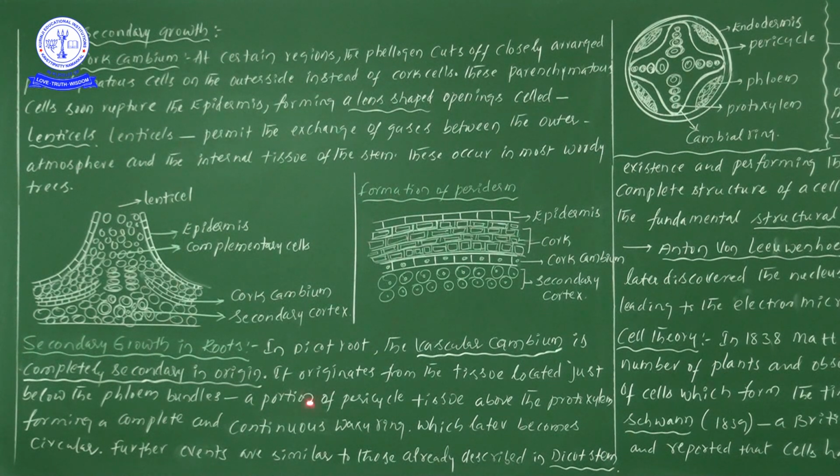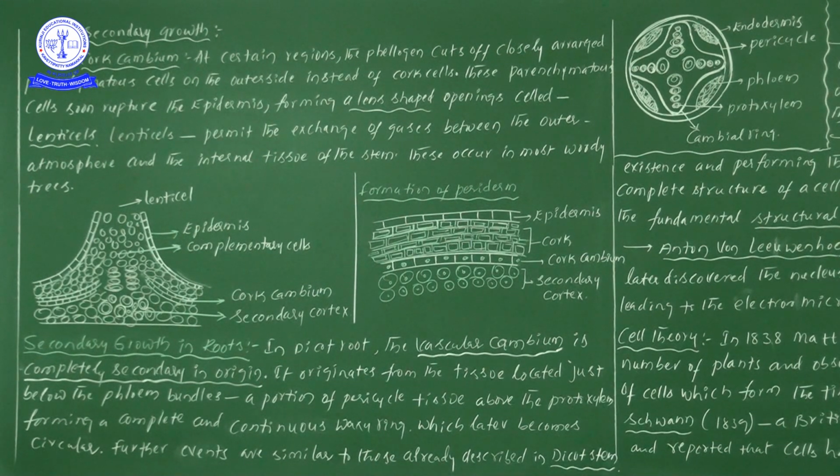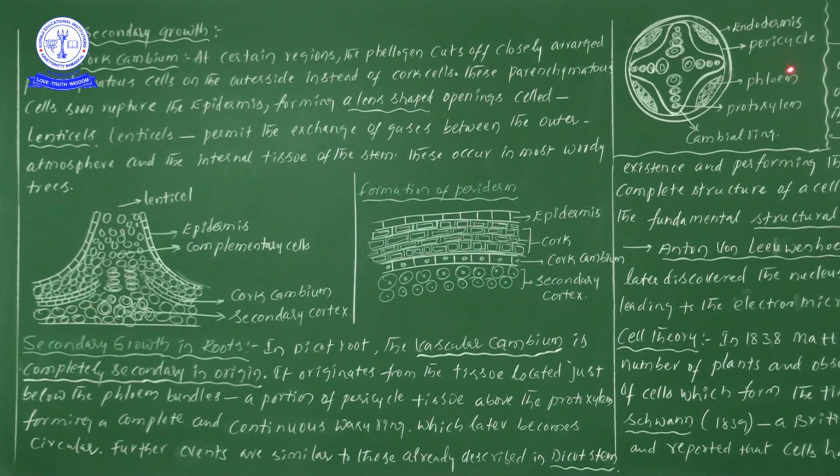Now, it originates from the tissue located just below the phloem bundles. What is the tissue we can find just below the phloem bundles? If you see the labeling, here we find the endodermis, and next to it we find the pericycle. So this pericycle is involved in secondary growth, in the formation of the cambial ring.